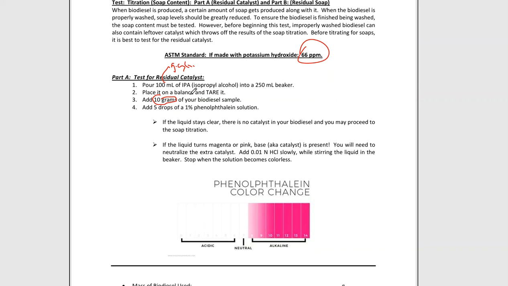Number four, it says add 5 drops of 1% phenolphthalein solution. This phenolphthalein will probably be made for you.